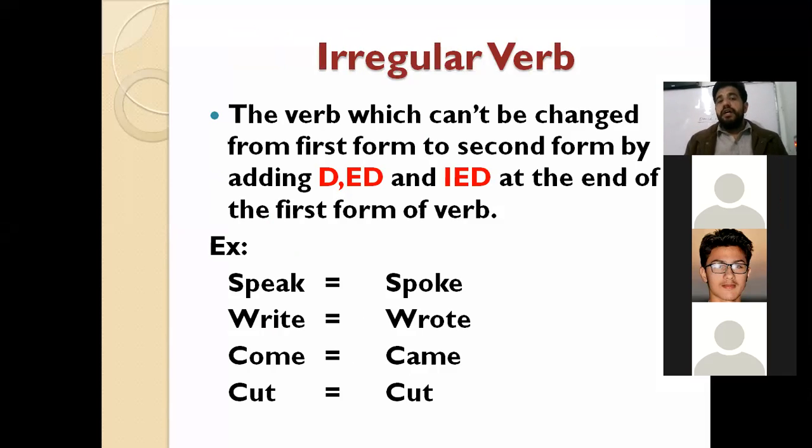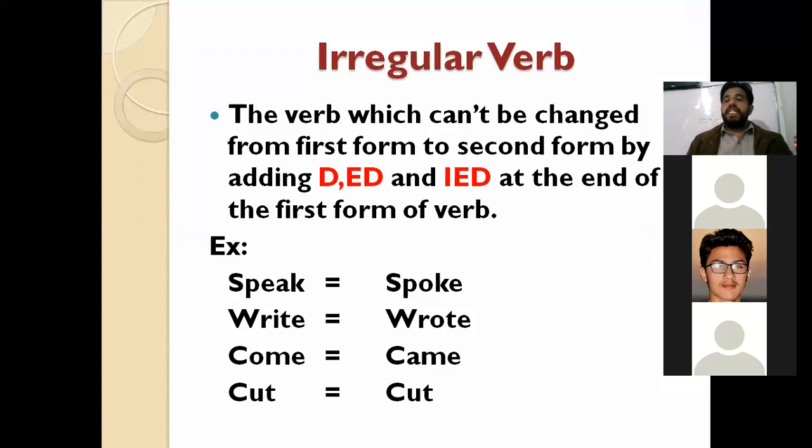Like we say speak, so speak has been changed to spoke. By which rule? We didn't change it by the help of D, we didn't change it by the help of ED, we didn't change it by the help of IED. It is a completely different form. Or maybe the same form, not always a different form. Like speak, spoke. We didn't change it by the help of this rule. We call it irregular verb.